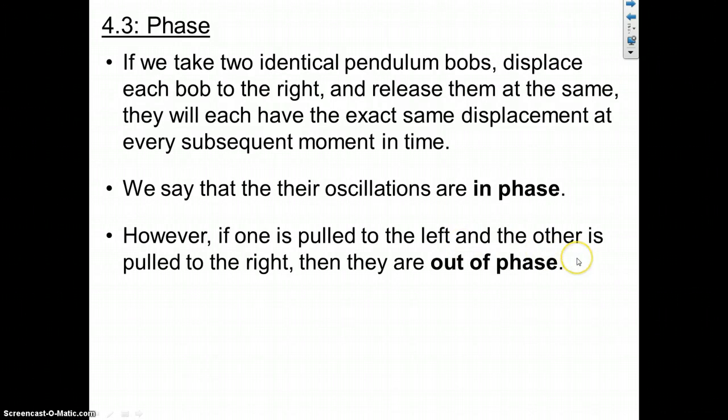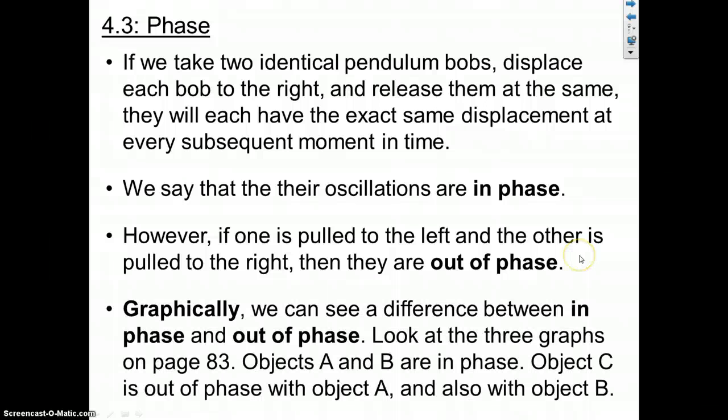Right? But what if we did something different and instead we pulled one of the bobs to the left and then we pulled the other bob to the right and let go? Well, the oscillations would be out of phase. Graphically, there's a difference between these two, in phase and out of phase. These things look different. So open your books to page 83, right?